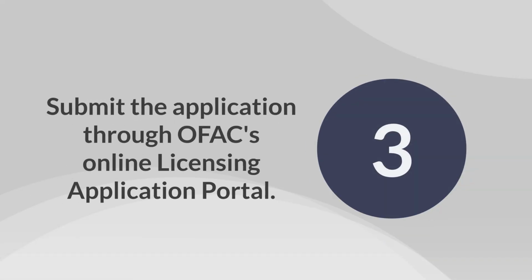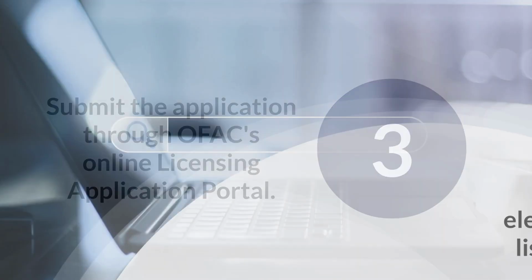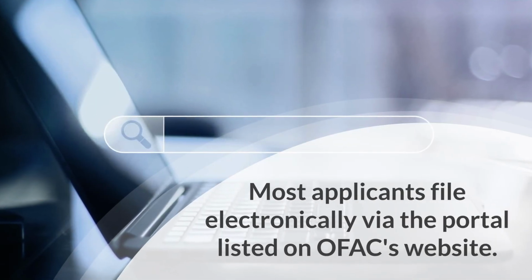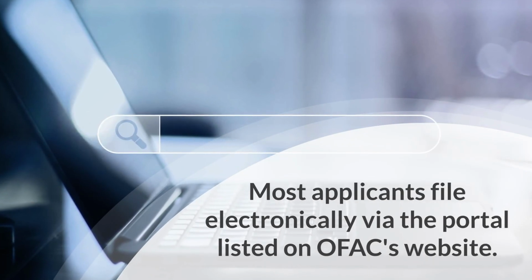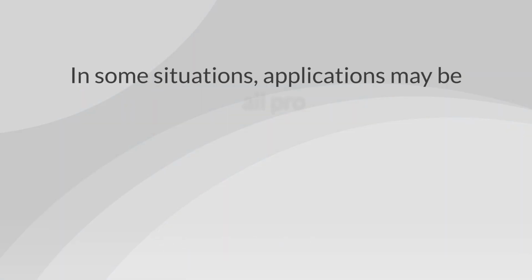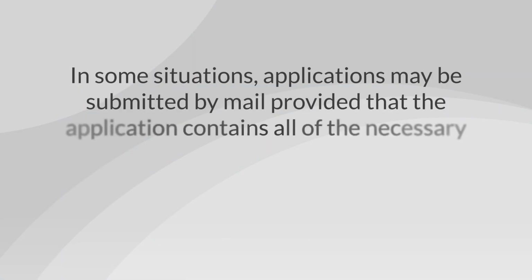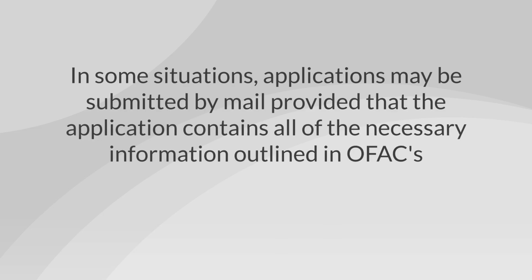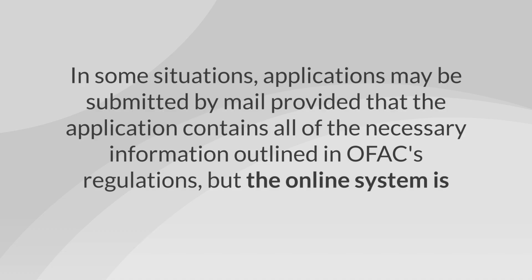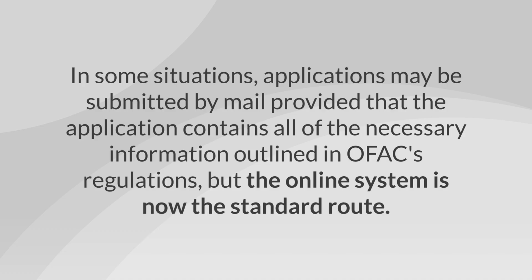Step 3 is to submit the application through OFAC's online licensing application portal. Most applicants file electronically via the portal listed on OFAC's website. In some situations, applications may be submitted by mail, provided that the application contains all of the necessary information outlined in OFAC's regulation. But the online system is now the standard route.